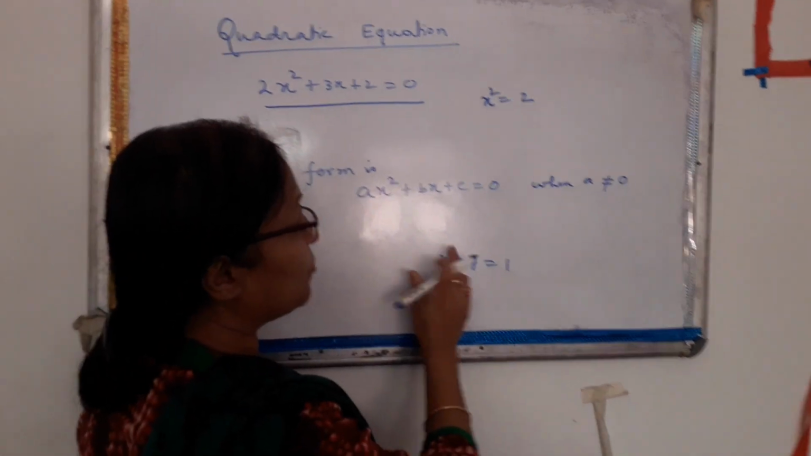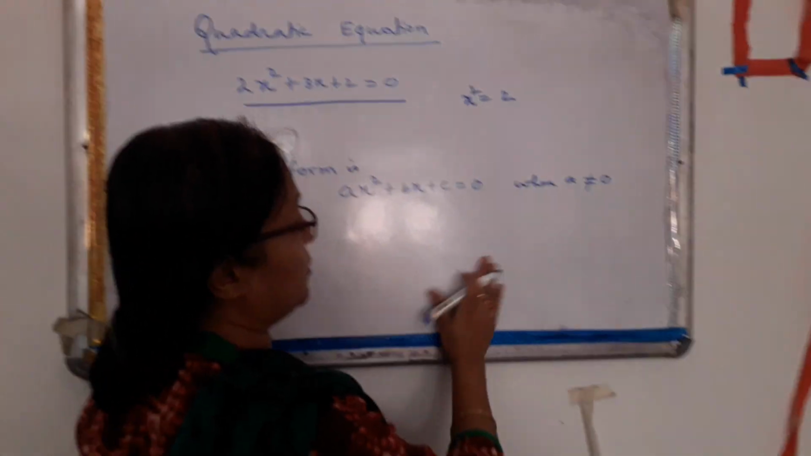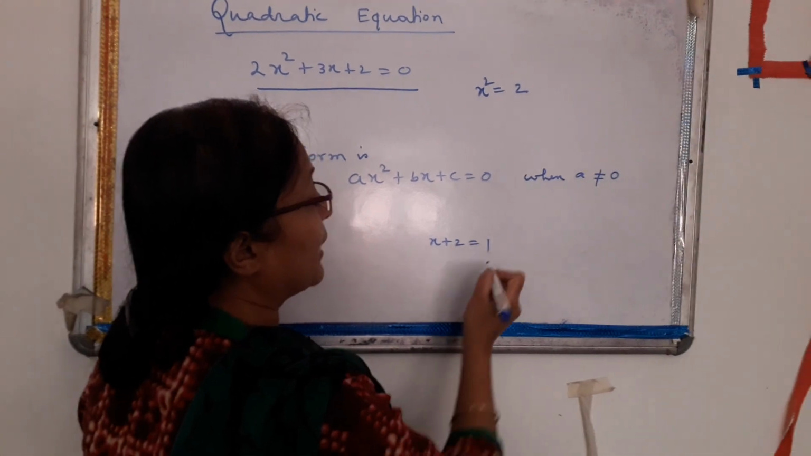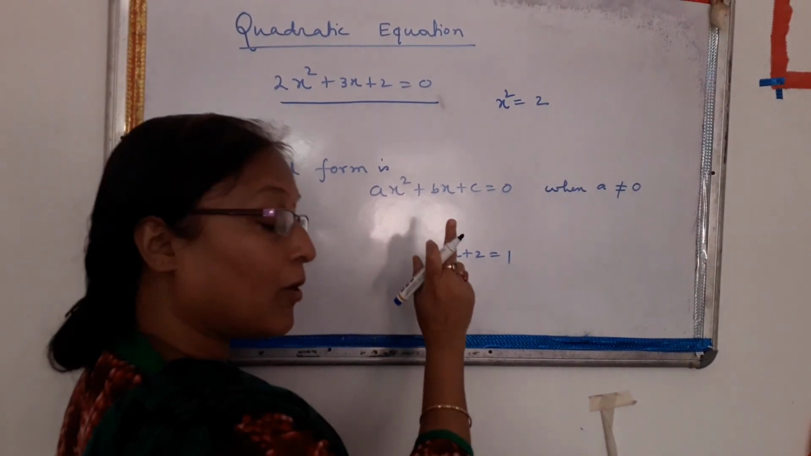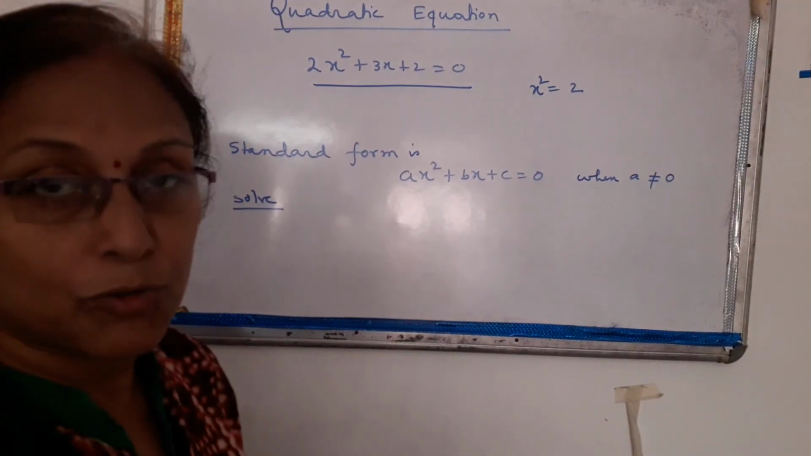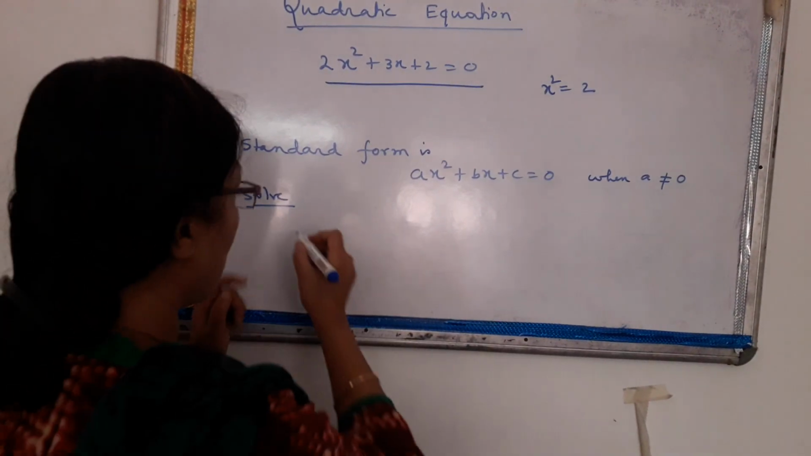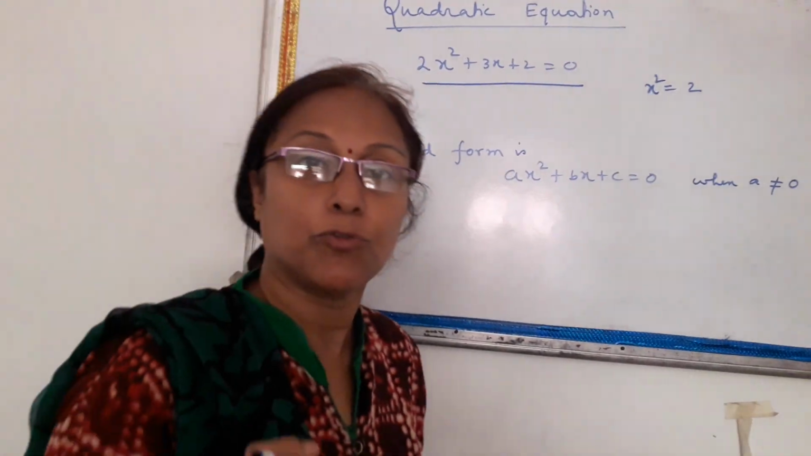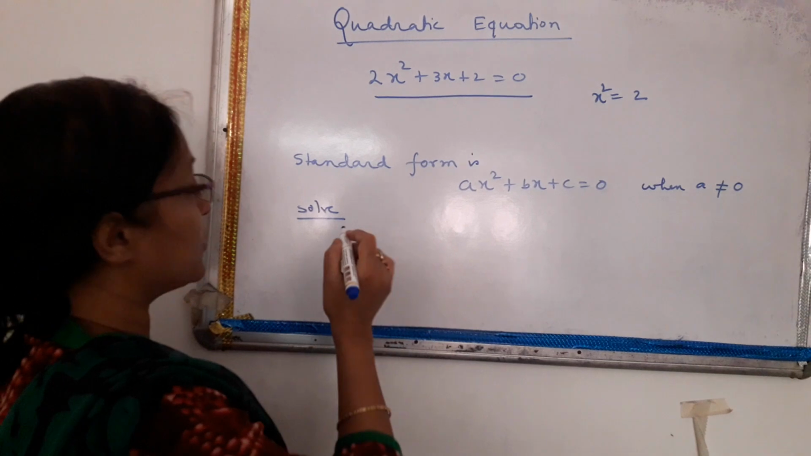Suppose here highest power is 1. So one value only you will get. Suppose you are getting x plus 2 equal to 1. How many values for x will you get? Only 1 because the degree is 1. So if the degree is 2, how many values will you get? 2. So here when we solve, after solving how many values will we get? 2.